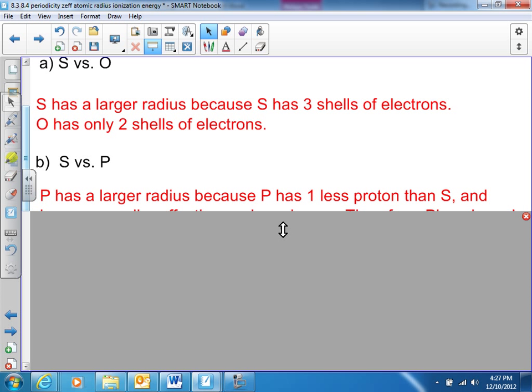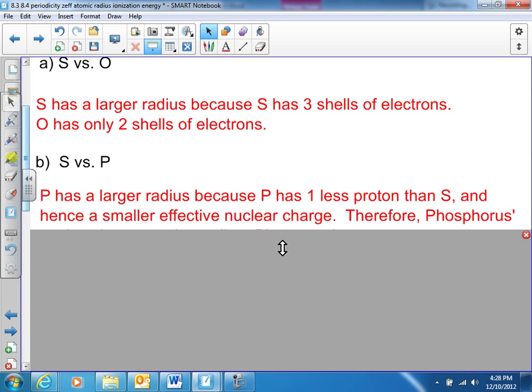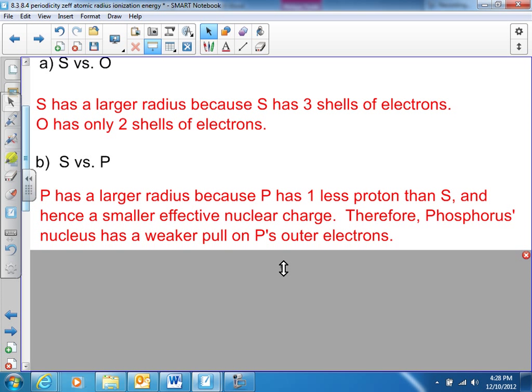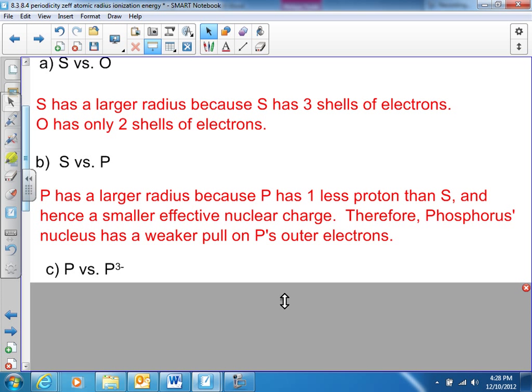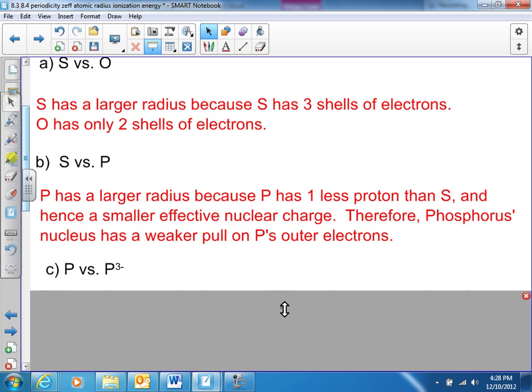So P has a larger radius. These two elements are in the same row, so they have the same number of shells of electrons. But P has one less proton, and if you have fewer protons, you have a smaller effective nuclear charge, Z effective. So that means phosphorus's nucleus has a weaker pull on the outer electrons, so phosphorus is going to be a bigger atom. All right, P versus P3 minus.